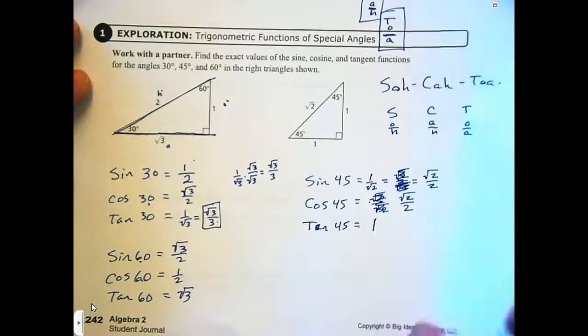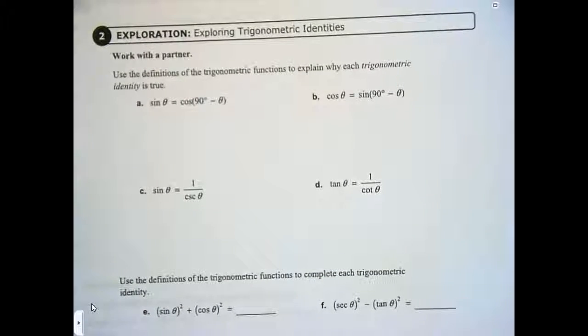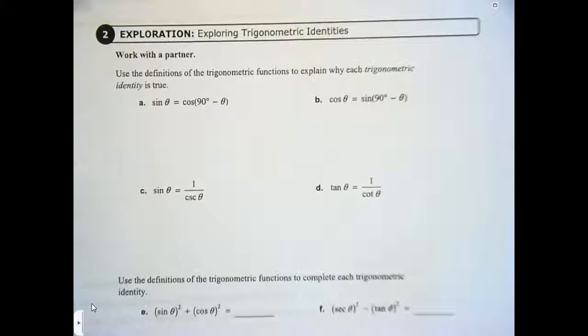Okay, any questions? All right, let's go ahead and turn the page. Exploration 2 says use the definitions of the trig functions to explain why each trig identity is true. Why does sine theta equal cosine of 90 minus theta? Talk about it there.